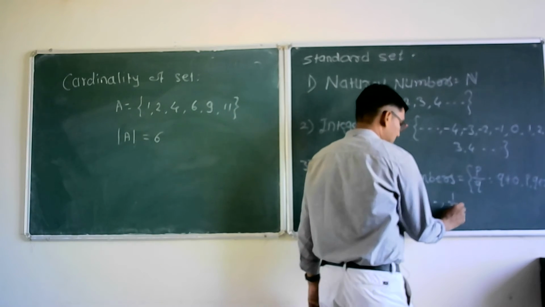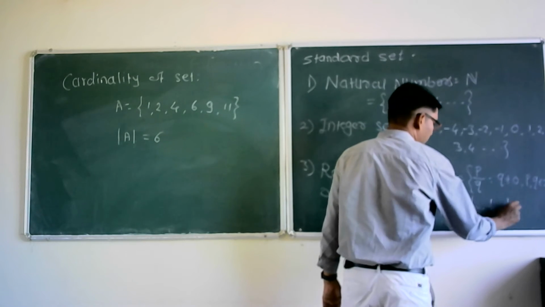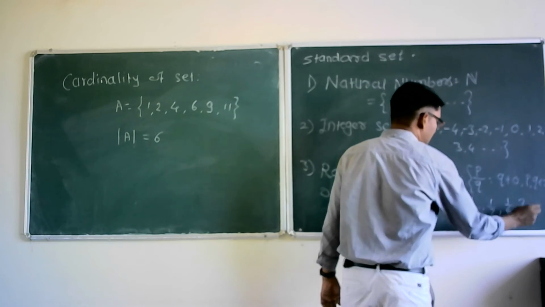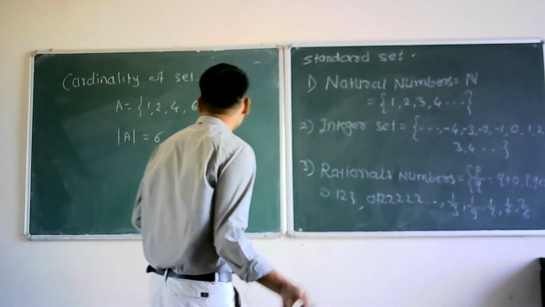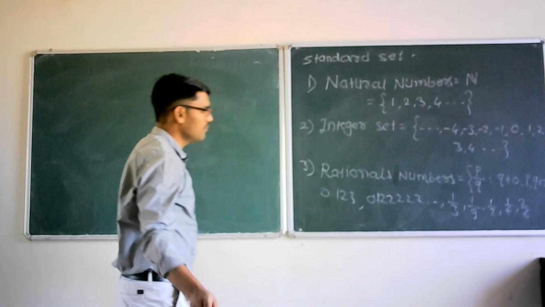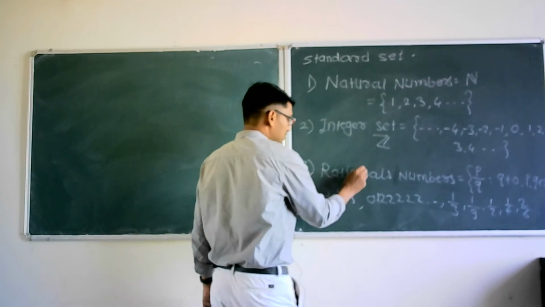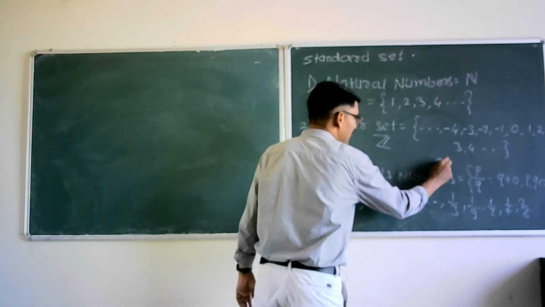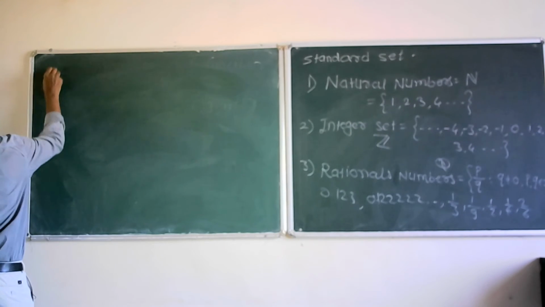Again, other examples are 1 by 3, 1 by 9, 1 by 2, 1 by 4, 2 by 6. They are all rational numbers. Then next, irrational number set. Do remember, this integer set we denoted by Z, this rational number set we denoted by capital Q. And next, irrational number set.